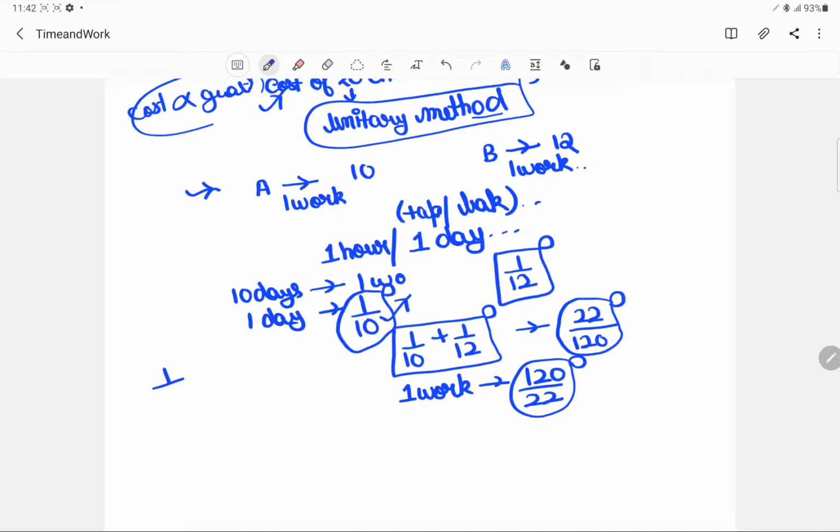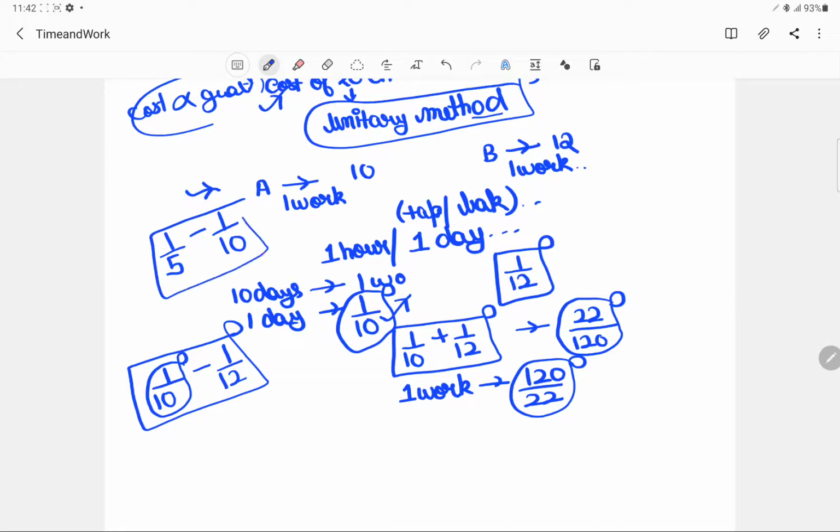For example, if A is building a wall and B is breaking a wall, taking him 10 days, so one day work would be this. That would be negative work, and we will approach it like this. We'll do the subtraction, similar to the concept of the leak. So if he is filling it in 5 hours and emptying it in 10 hours, we will use this as their 1 hour working together. This concept we would be using for inlet, outlet and all those. It is very similar to the unitary method itself.